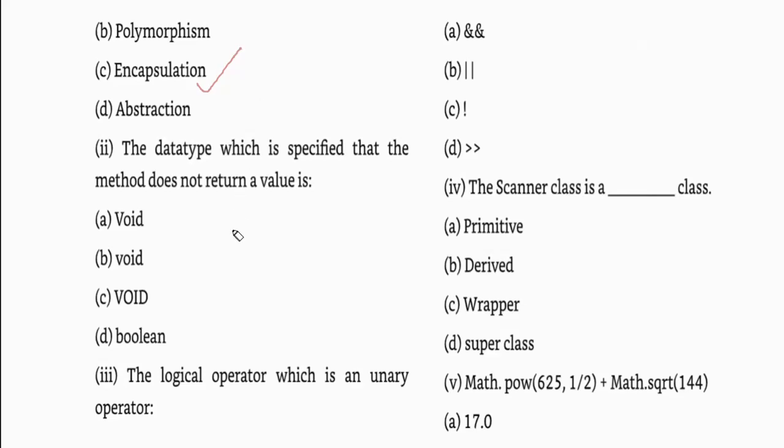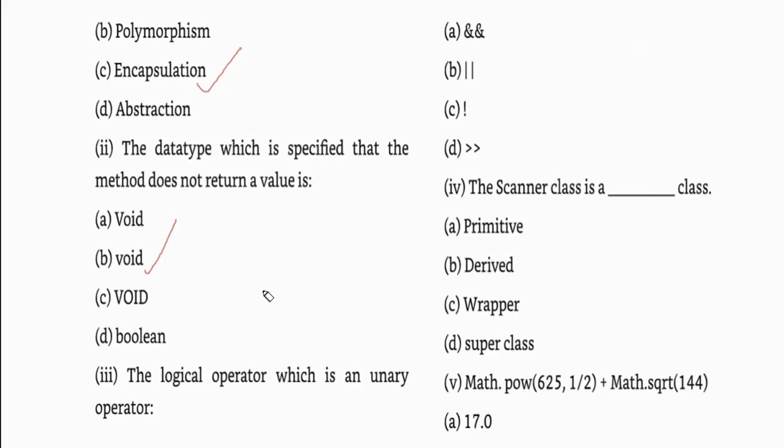Another is the data type which is specified that the method does not return a value. So you know that the void keyword or return type tells you that a function is not going to return anything, but here void has been mentioned in three different forms, one with V capital, one with all capital. So the correct form is this. Boolean is a return type, but it does not mean not returning anything, so that cannot be an answer.